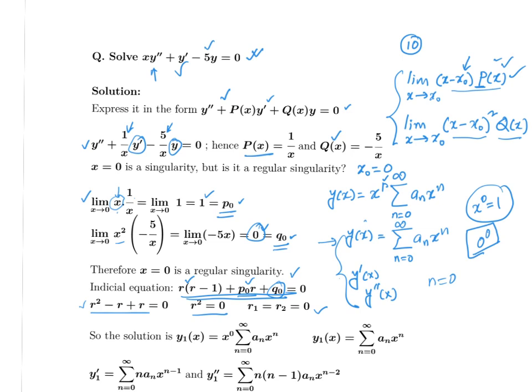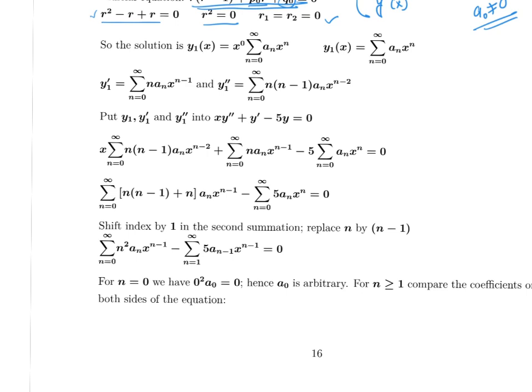Or you could take y prime and y double prime, plug them in here, simplify, and set n equal to 0, and the coefficient of x to the power 0 is going to give you the indicial equation, given that, of course, a_0 is not equal to 0. So let's go ahead and continue with this problem here. We found r1 and r2 to be 0, right? So my solution is going to be of this format.